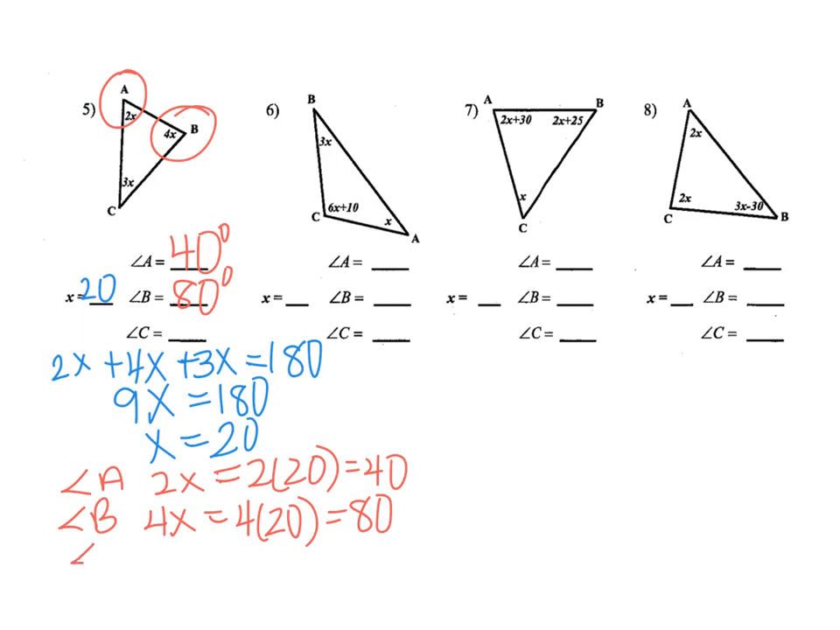And then angle C has a measurement of 3x. So I'm going to say 3 times 20, which is going to give me 60. When you add these 3 measurements up, so 40 plus 80 is 120, and 120 plus 60 gives me 180. So that's an easy way for you to check to make sure that you did it correctly.